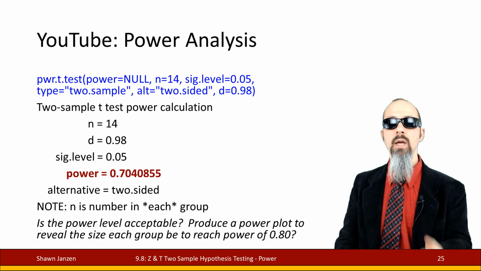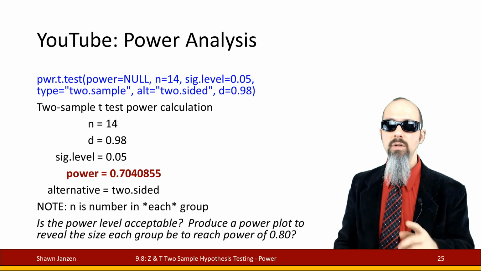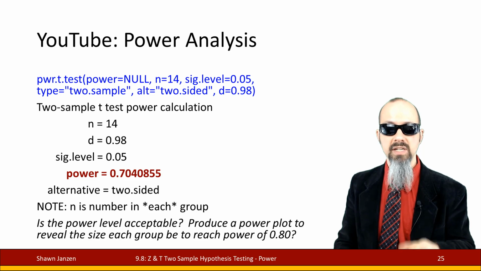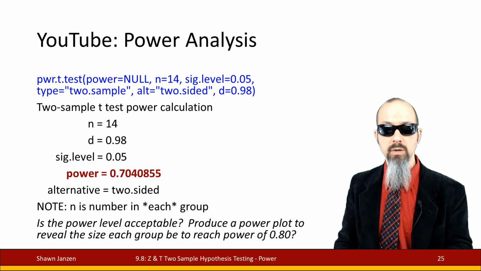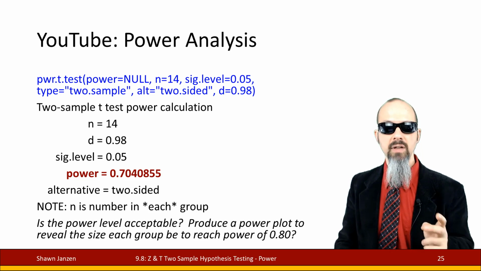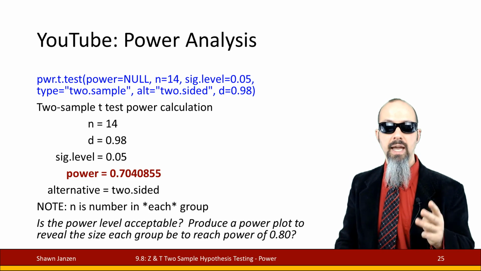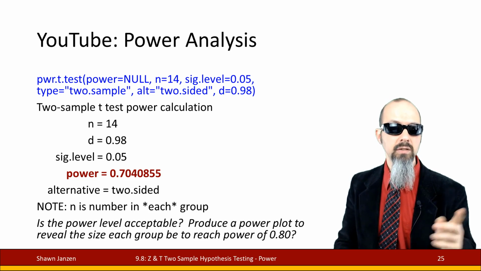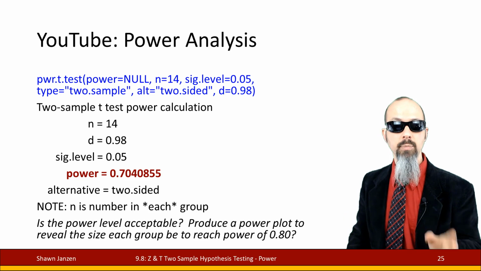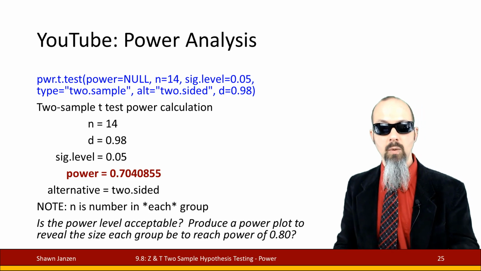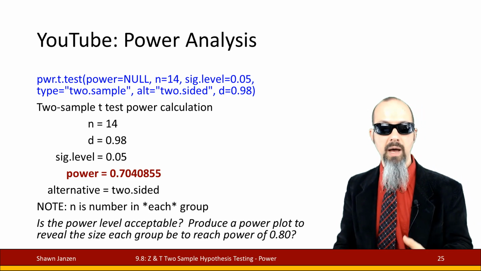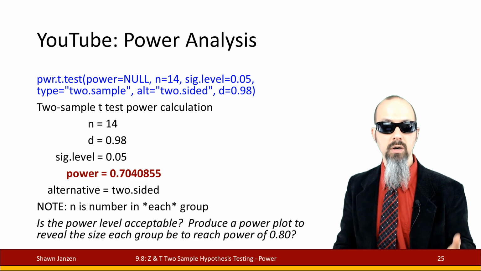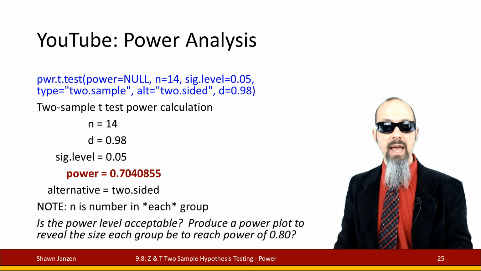Why not 28? There's 28 people. Oh, but they're different groups. And what you need to do is put in the n that represents the equal size groups in each group. Sig level of 0.05. It's a 2-sample test, and it's a 2-sided, so it's 2-tailed, 2-sample. These are different. And I'm putting in my effect size of 0.98. When I go ahead and run this, it tells me I have a power of 0.704, rounding.